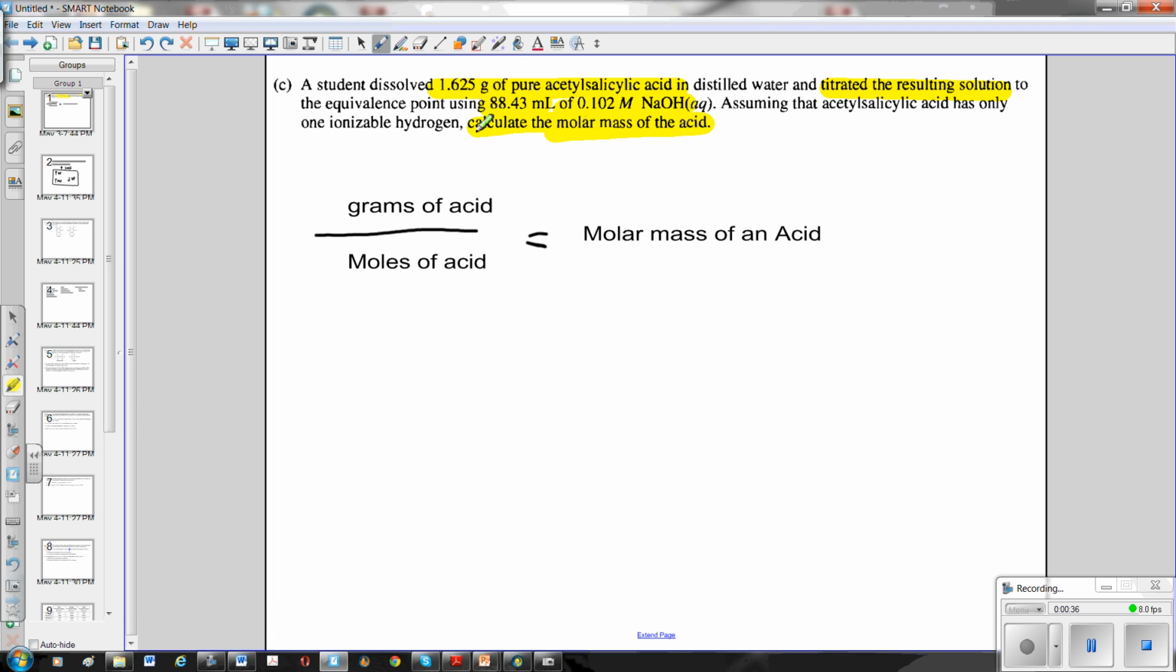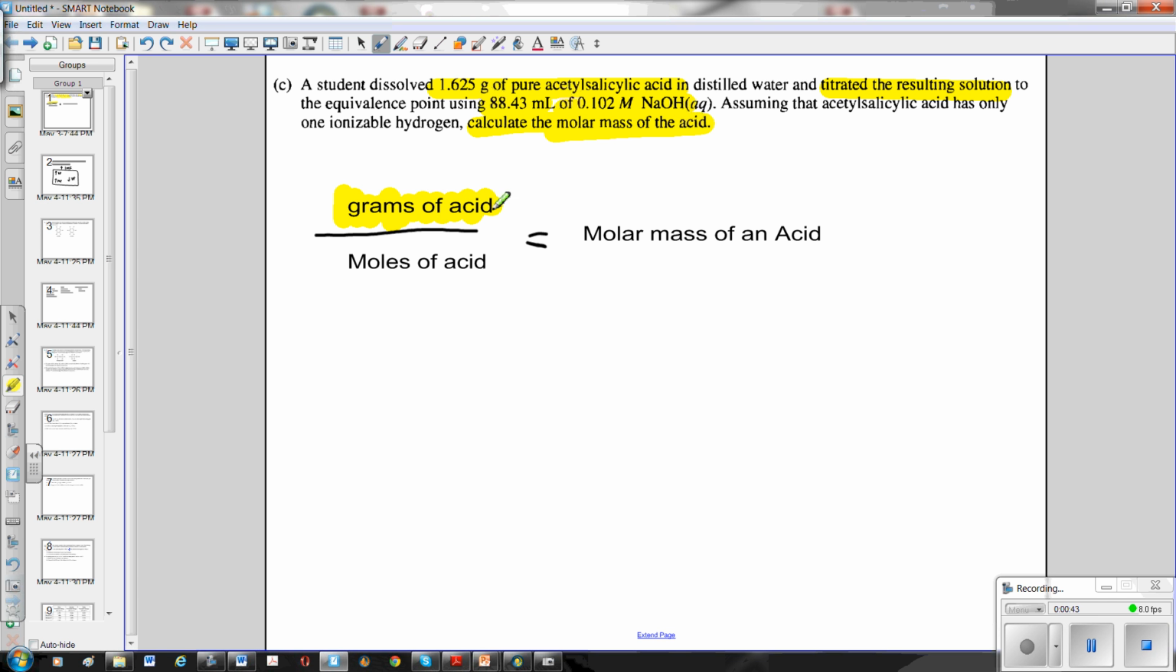The molar mass of the acid is very simple to find. You take the grams of the acid that you're given, which goes on top, and you divide by the moles of the acid. Grams of the acid is simply right here, the 1.625. So I take 1.625 grams and put it on top. The only other thing I need is the moles.